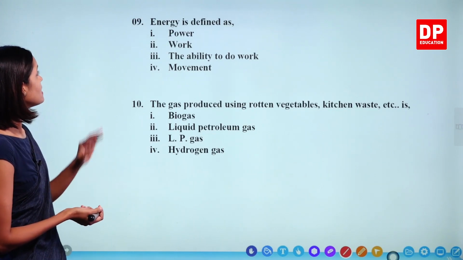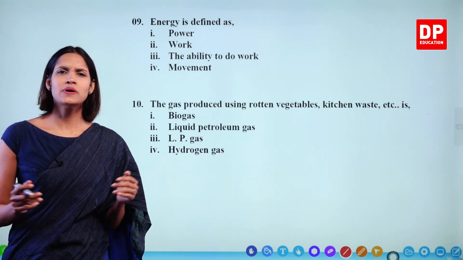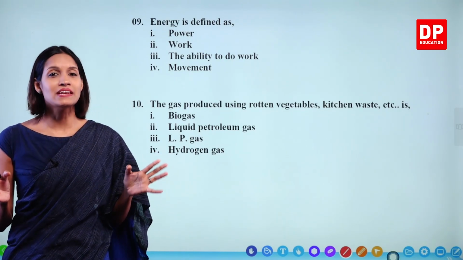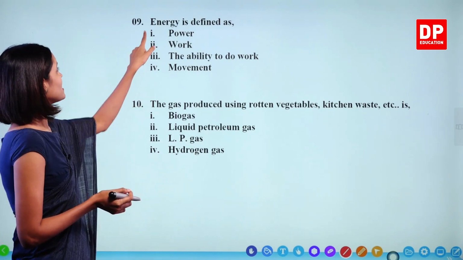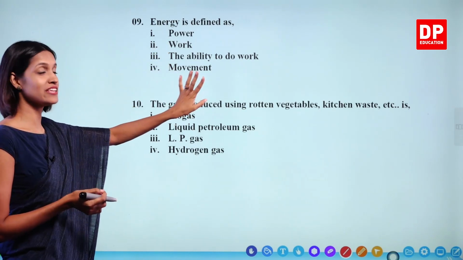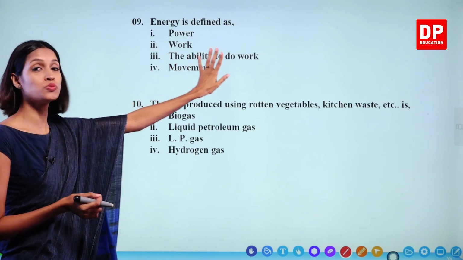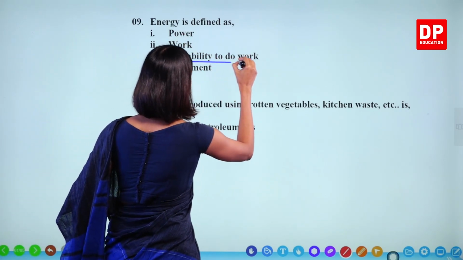Number 9. Energy is defined as. What is the definition of energy? What is the meaning of energy? Energy is the ability to do work. Okay? So energy is defined as power, work, movement? They are not the answers. The ability to do work. Okay? Energy is defined as the ability to do work.